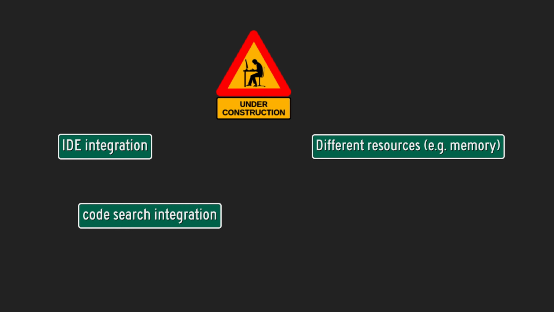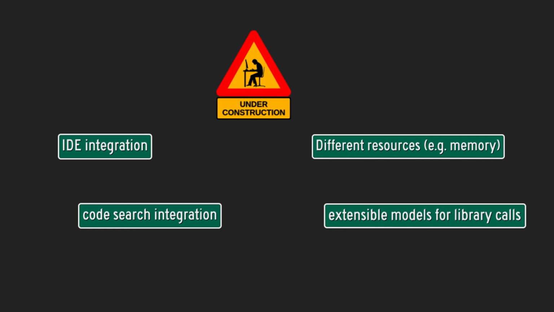Another promising direction that we are currently exploring is to look at different resources other than execution cost. For example, memory. In particular, currently we are extending the analysis to estimate the size of the objects in autorelease pools in Objective-C. And finally, we can come up with ways of automatically adding models for library calls or quickly extending the models.